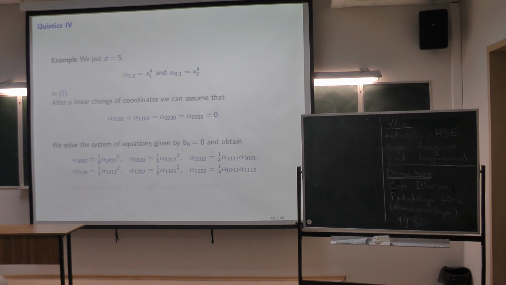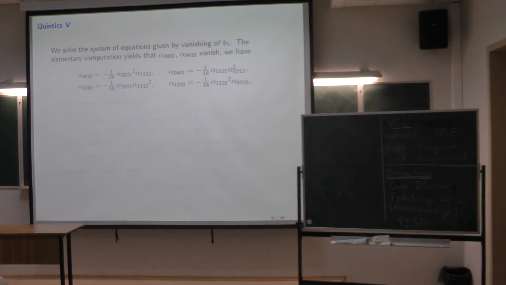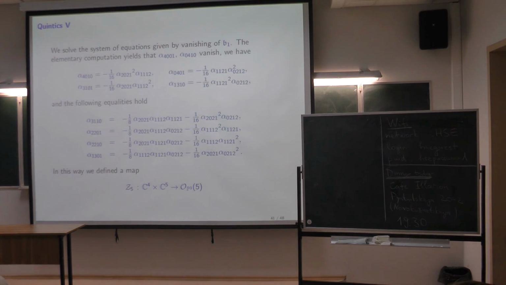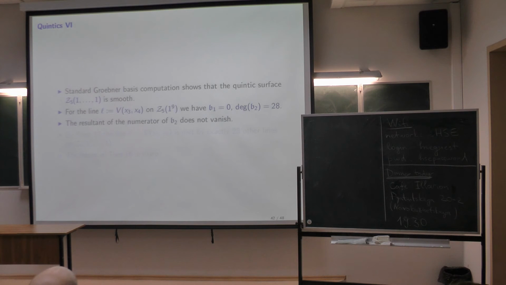Oh, it's horrible, I'm sorry. It's huge. But it's absolutely cheap. You just get conditions, you plug them in, you check the surface is smooth, you get 28 lines. Okay? This somehow shows that these gadgets will never get you below 125.